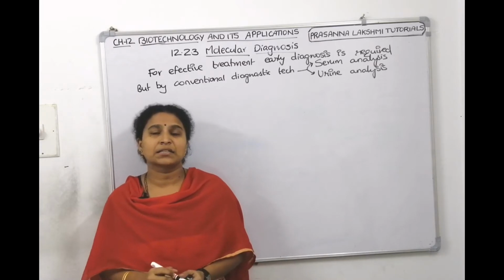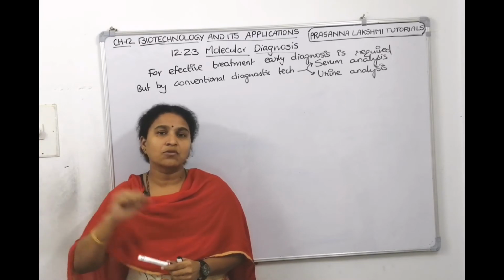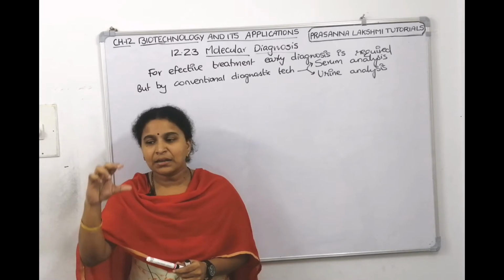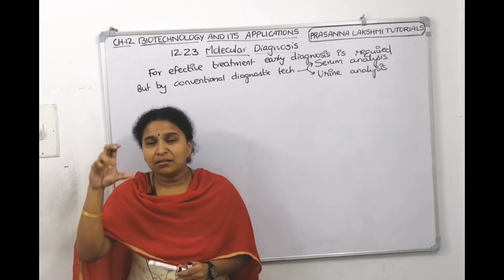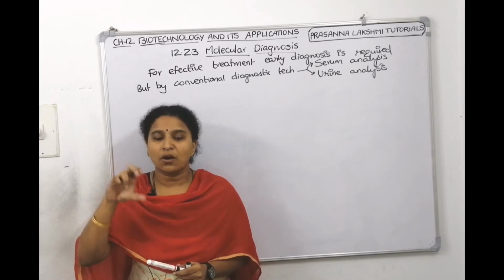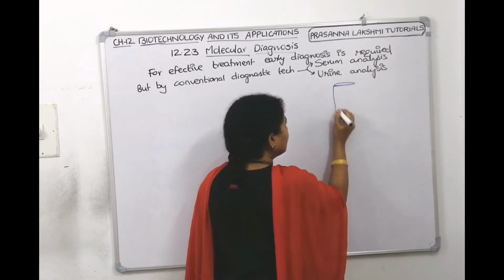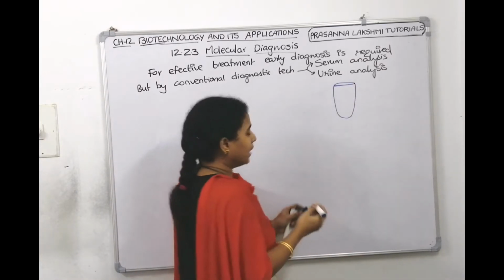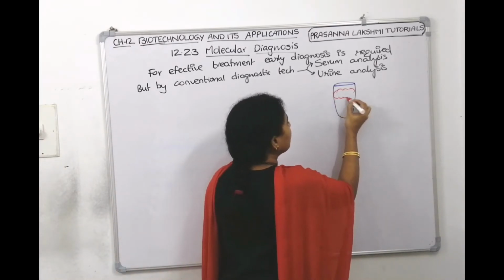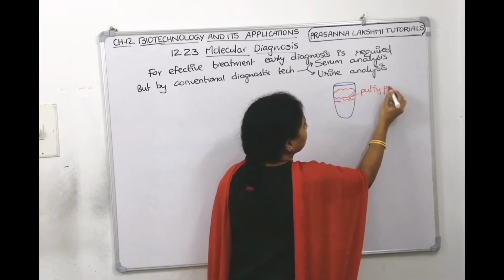What do you mean by serum analysis? When we take blood and allow it to settle outside, the blood will clot. When the blood clots, all the cellular part gets collected as a puffy layer, and the liquid content which gets separated out after clotting is called serum. When we collect the blood in a test tube and allow it to settle, the puffy portion is where the blood cells get clotted up.